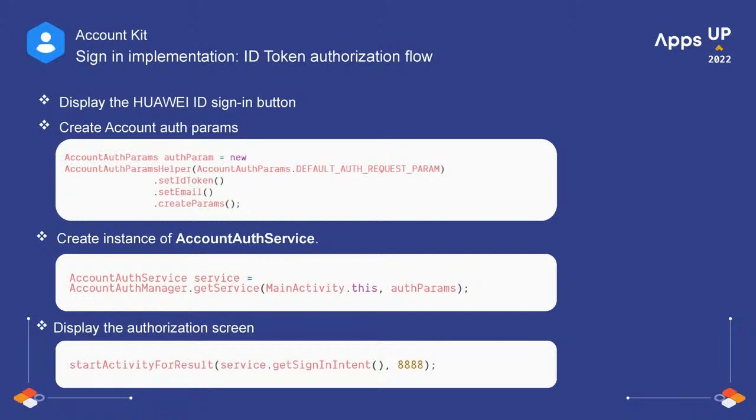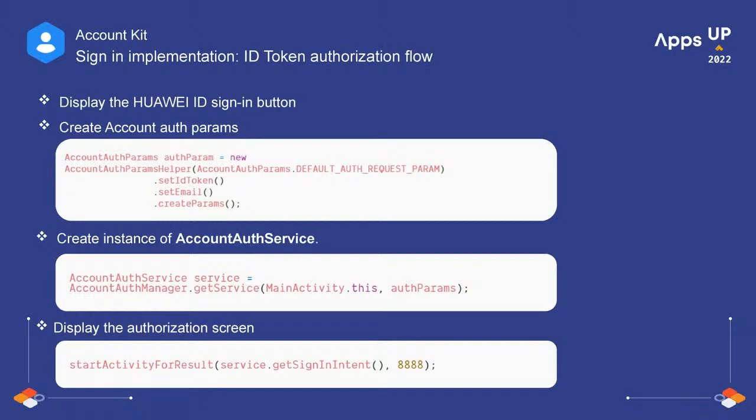In the second step, we're going to create an AccountAuthService by using the class AccountAuthManager. We're going to call the method getService. You pass a context and the auth params that we created in the previous step. Last but not least, we show the authorization page by invoking the method startActivityForResult.